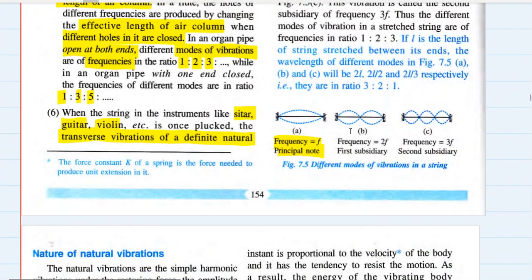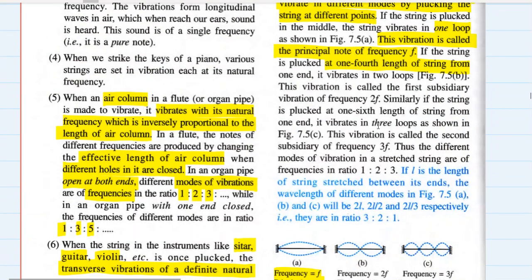And here the frequency will be 2f, or the first subsidiary frequency. First subsidiary frequency, you need to remember this name. Okay, and the loops produced will be like this. There will be two loops produced. The string will vibrate in this fashion.